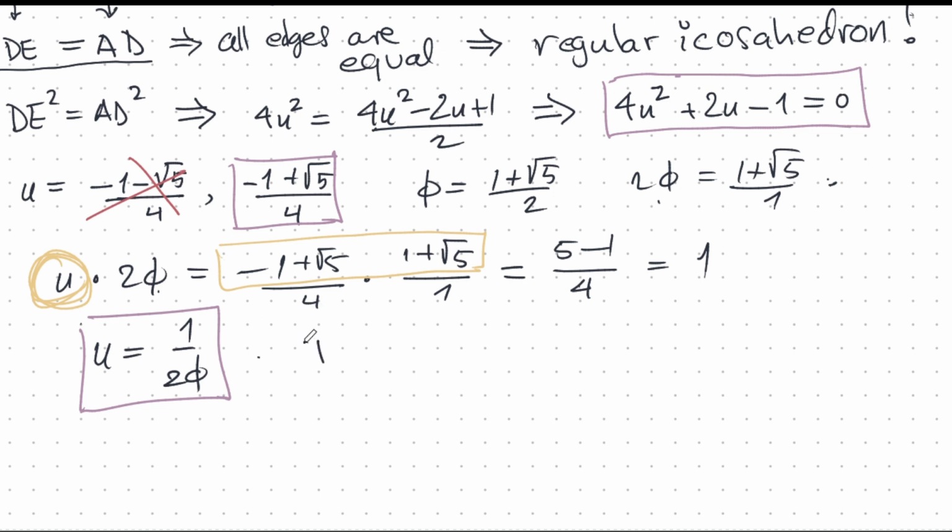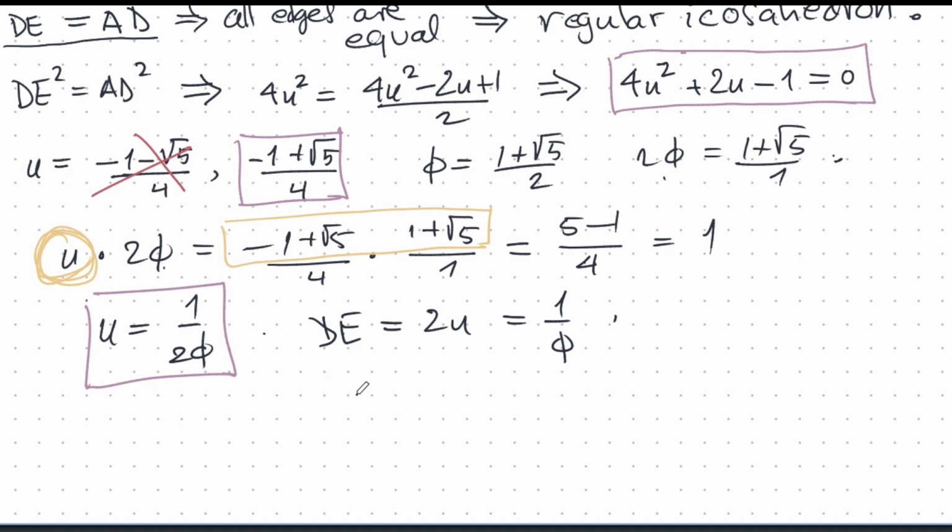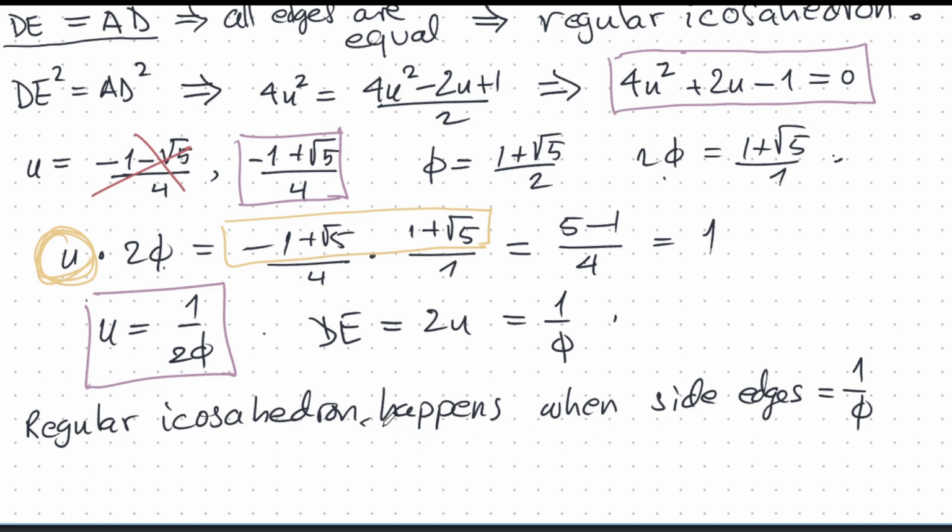Okay, so the side length DE is 2u, remember that, and that's 1 over phi. So we get the regular icosahedron exactly when the side length is 1 over phi. So the regular icosahedron, it magically happens when the side edges are 1 over phi, and this is exactly what we did in the last video and what we did above in this video when we had a rectangle of 1 and this side 1 over phi. This is a golden rectangle, and we had 3 of these, and those give us all the side edges of the regular icosahedron, and of course then because of this we get all the diagonal edges equal also.